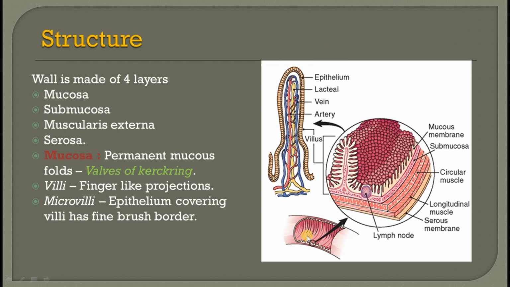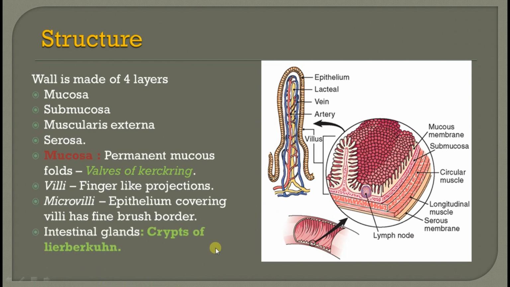So first of all, the valves of Kerckring increase the surface area. Then again the villi increase the surface area. Then on top of these villi you see the microvilli. So they are all responsible for increasing the surface area for absorption, as the bolus of digested material passes through. Whatever has to be absorbed, for that reason this mucosa is thrown into folds. Then you have the villi, and then you have the microvilli.